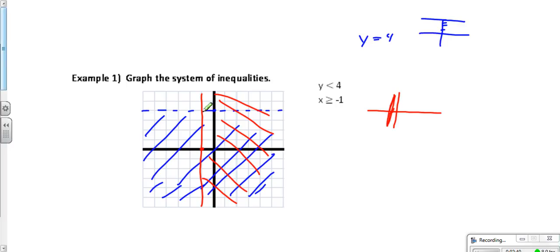Now, where are the solutions when you have something like this? Well, it's where the shading overlaps each other. So in this area, you have both red and blue shading. So that would be the solution region. Any coordinate in this region would work for both inequalities. If I picked a point over here, it would not work for either of the inequalities. If I picked a point over here, it would work for just blue. If I picked a point up here, it would work for just red, and then of course anything in the yellow would work for both.